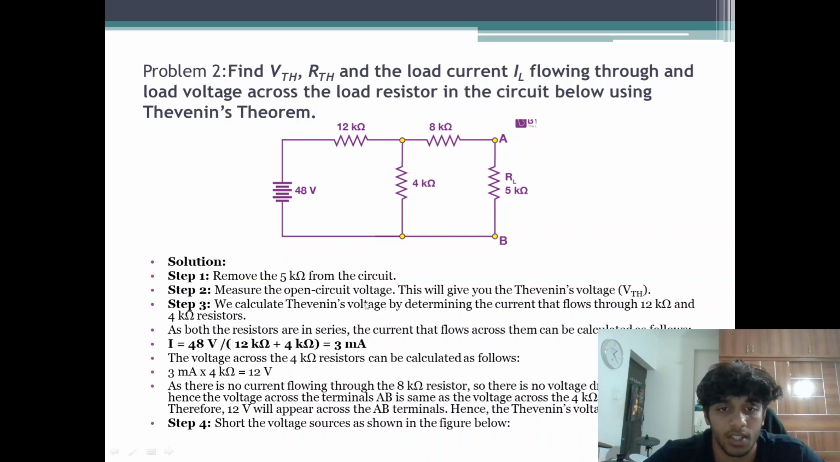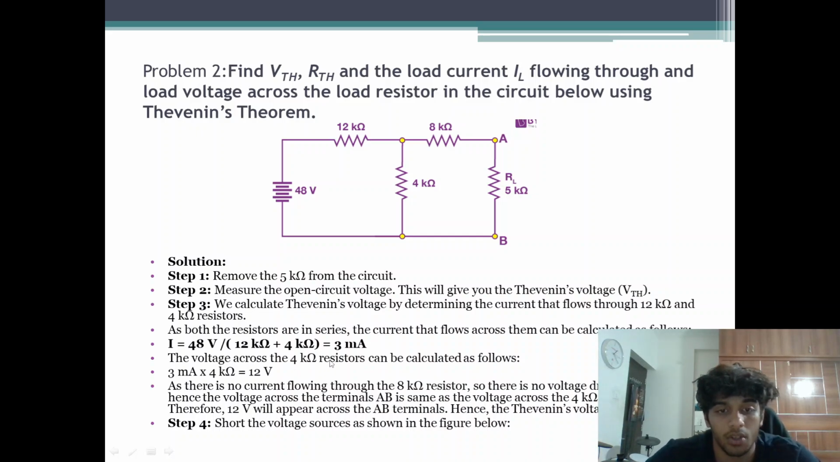And step 2 is to measure the open circuit voltage. This will give you Thevenin's voltage VTH. Step 3 is to calculate Thevenin's voltage by determining the current that flows through the 12k ohm and 4k ohm resistors. The current which flows through here and through here. As both the resistors are in series, the current flowing through can be calculated as follows. This is the formula which they use to calculate the current.